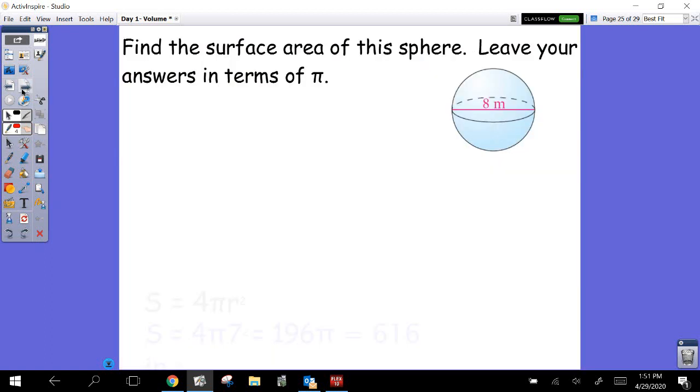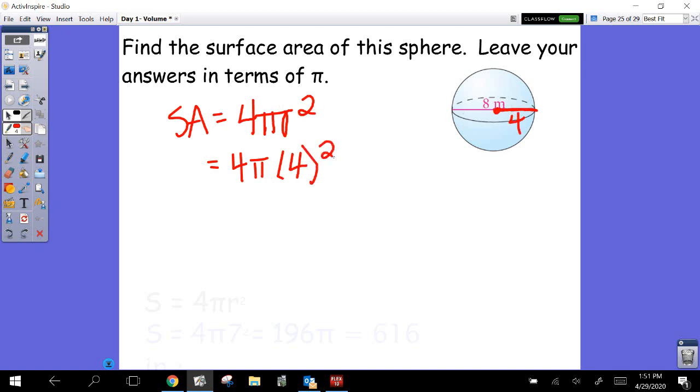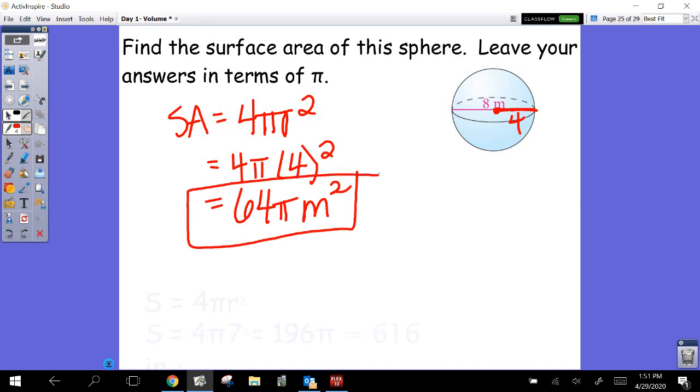So, find the surface area of this sphere. Leave it in terms of pi. Well, surface area of a sphere is 4 pi r squared. So, 4 pi, what's my r? Be careful. That's my diameter. My radius would be 4, squared. Put that in the calculator, and you would get 64 pi meters, and it's area, so squared. That's it. You're done. Let's do another.